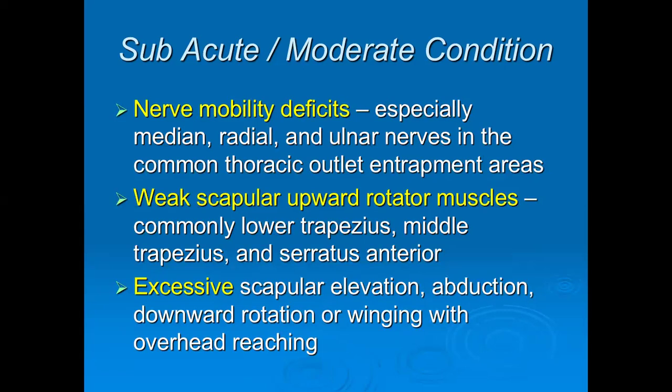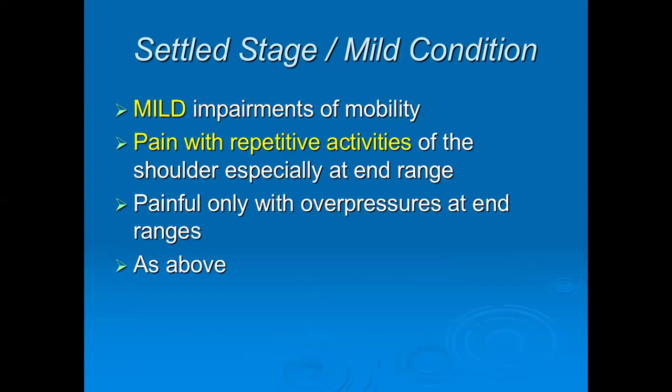Similarly, here in thoracic outlet syndrome, nerve mobility deficits can occur, and these nerve mobility deficits may be related to median, radial and ulnar nerve entrapment in the thoracic outlet. The scapular upward rotator muscles are most commonly weak, which involve the lower trap, the middle trap, as well as the serratus anterior. There is excessive scapular elevation, and not only excessive elevation, there is early elevation of the scapula as well, and during abduction the downward rotation and winging are present.